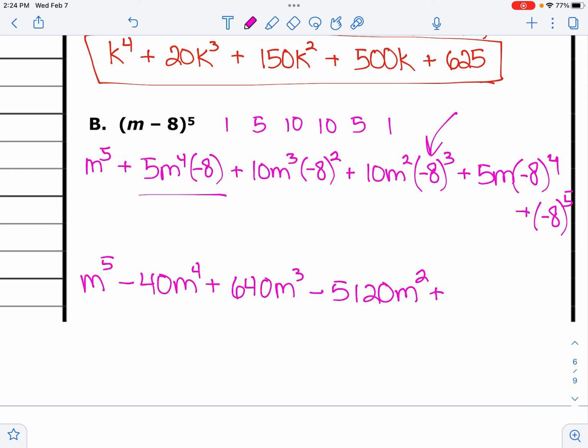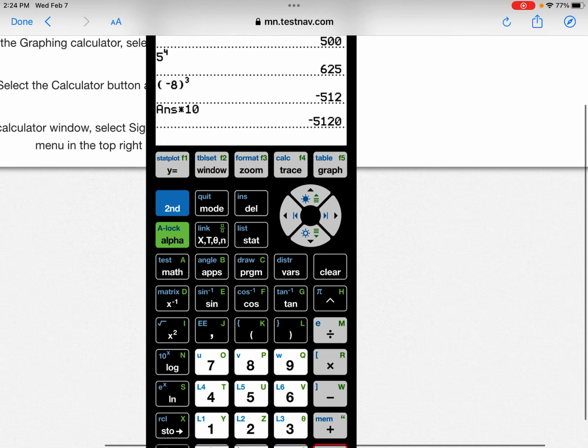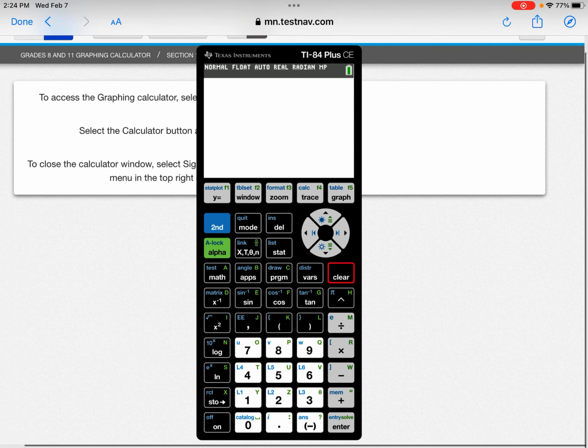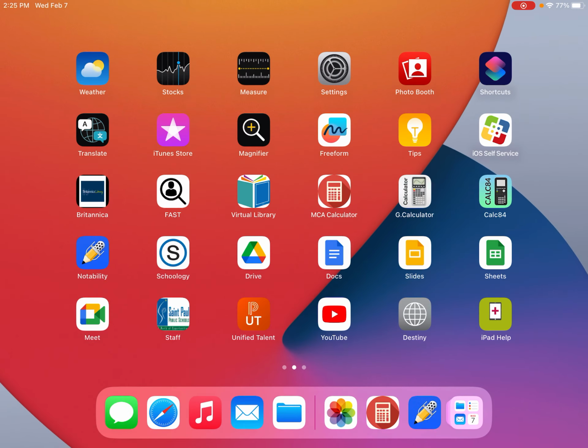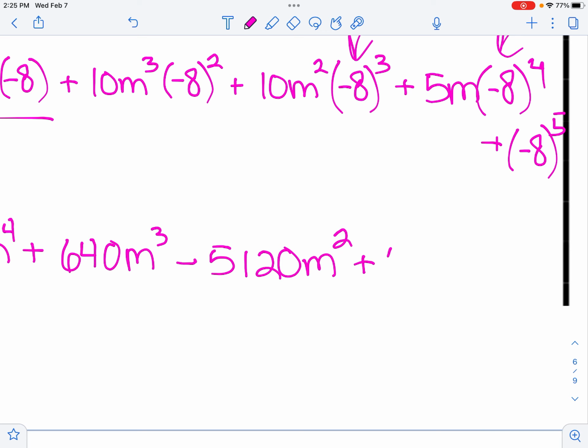Okay, now I'm doing negative 8 to the 4th power first times 5. I don't know why this keeps zooming out or zooming in. So negative 8 to the 4th power is 4,096. So I would have 4,096 m. And lastly, I want to do negative 8 to the 5th.